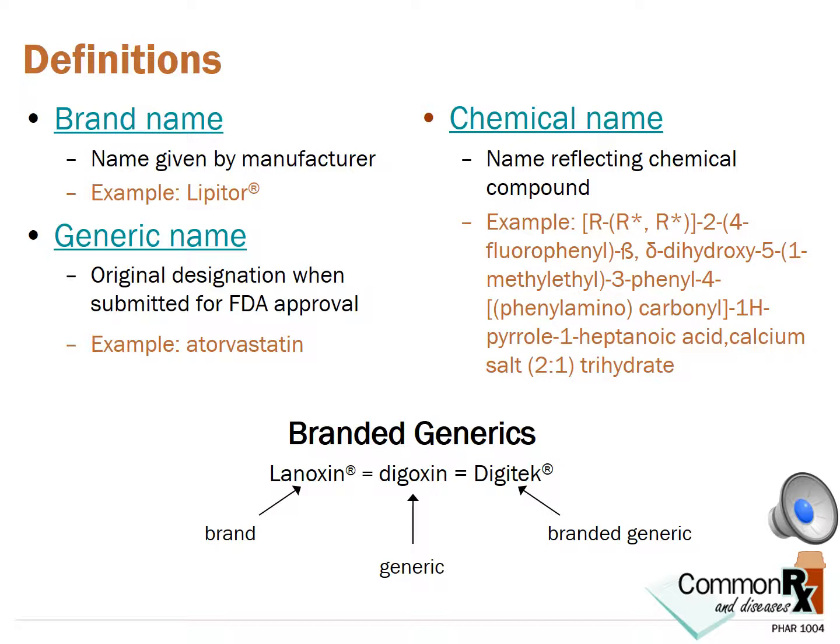For example, Lanoxin is the original brand name for generic product Digoxin. There was another generic product that came out later, and the manufacturer decided to brand it as well for marketing purposes. So even though it is a generic medication, it has a branded name, which is Digitech. However, most medications simply have a single brand, single generic, and single chemical name.